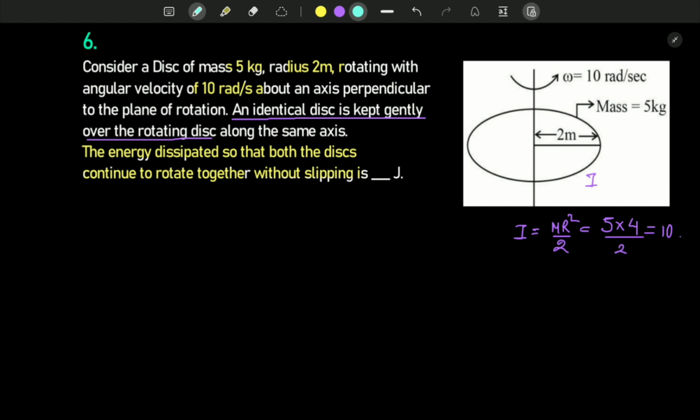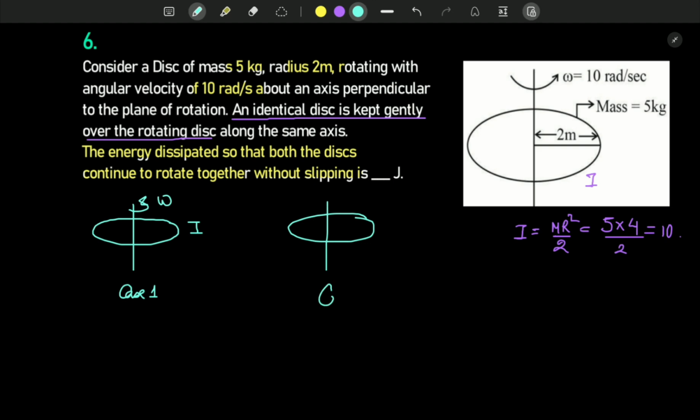So let me draw it. This was case 1, and it was rotating with omega, and this was I. Now in case 2, this is one disk, and we have been told that another identical disk is placed over it. These are identical disks. So here the moment of inertia will be 2I, and here omega will be, let it be omega dash.